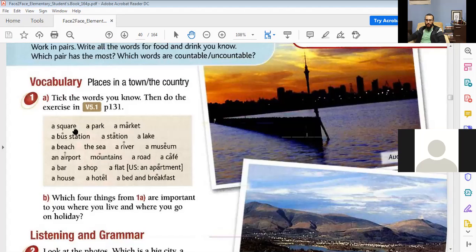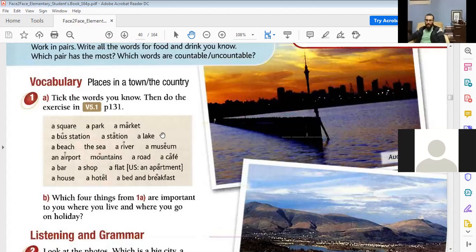A square, a park, a market, a bus station, a station, a lake, a beach, the sea, a river, a museum, an airport, mountains, a road, a cafe, a bar, a shop, a flat, or an apartment, a house, a hotel, a bed and breakfast.